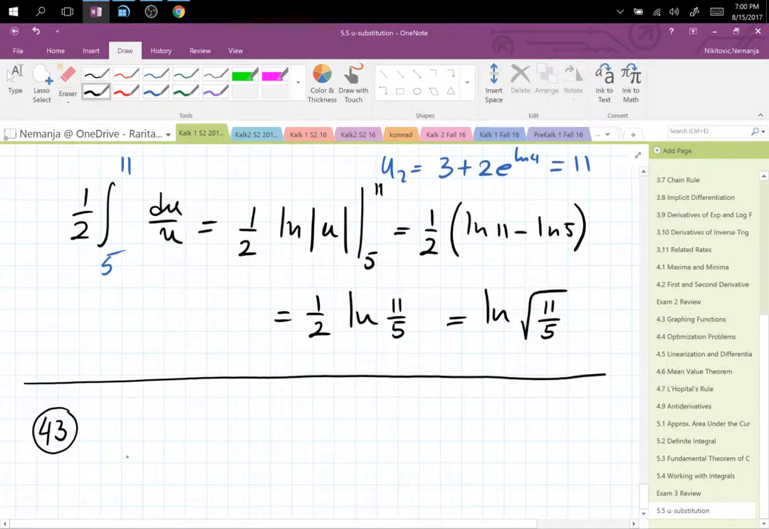Number 43: the integral from -1 to 2 of x squared e to the x cubed plus 1 dx.